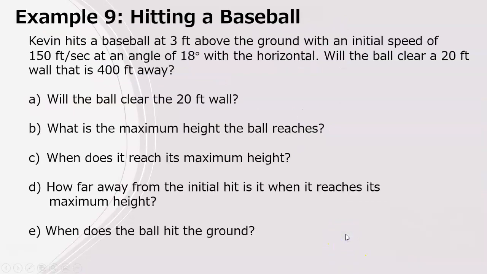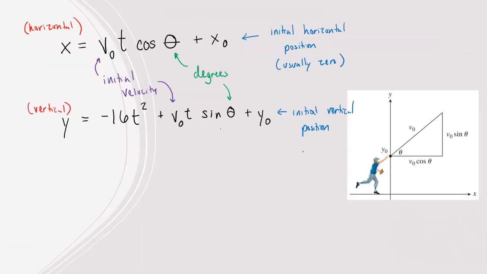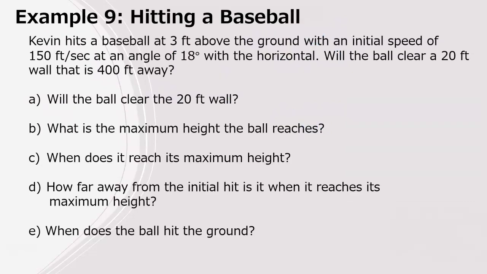All right, so this is the story problem we're going to be working on. It says Kevin hits a baseball at 3 feet above the ground with an initial speed of 150 feet per second at an angle of 18 degrees to the horizontal. Will the ball clear a 20-foot wall that is 400 feet away? So essentially the question is asking us, did Kevin just hit a home run? That's what we're trying to find out. Now let's label this paragraph as far as what we know so we can plug what we know into these two equations.